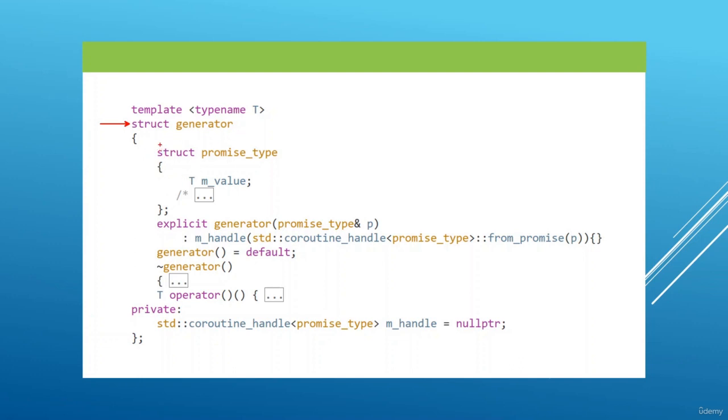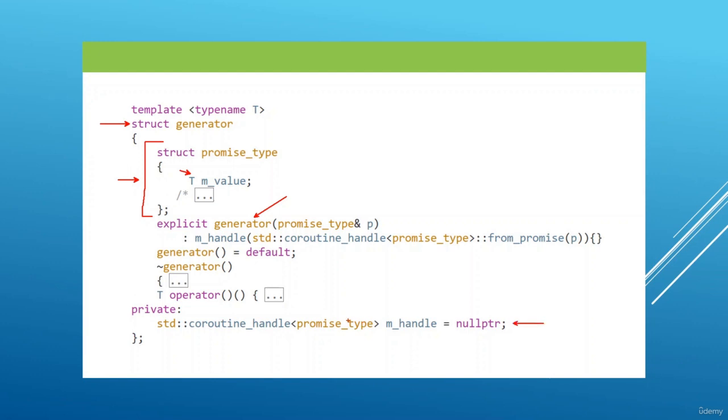And to make this a proper coroutine, we need to nest in a promise type class. This is what we do here. This promise type is going to be wrapping around a value that we will be yielding. And then down below, you see that we have a bunch of helper functions. We have a generator constructor, which is going to construct a generator from a promise type. And you see that in our initializer, we are grabbing the coroutine handle from the promise and using that to initialize our coroutine handle member variable.